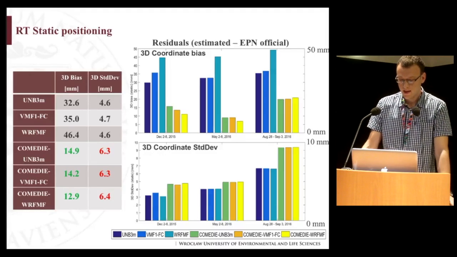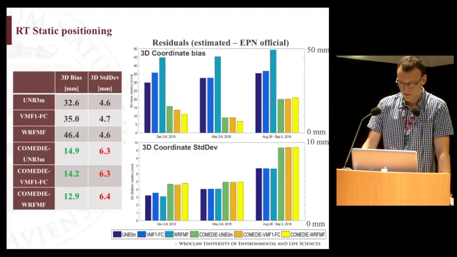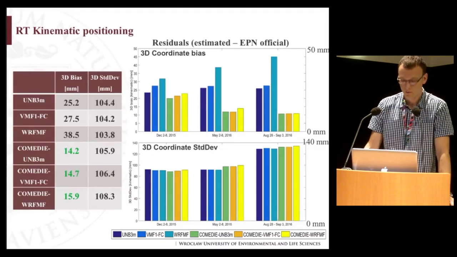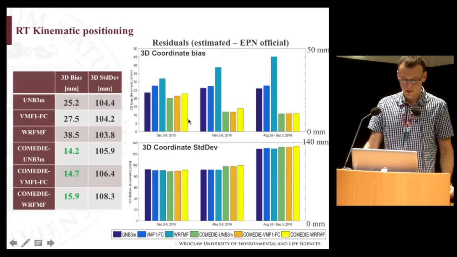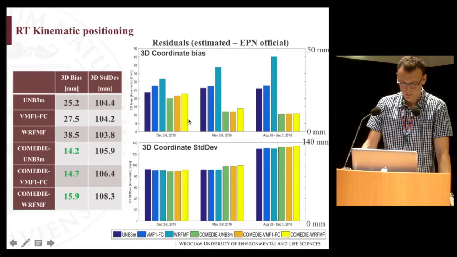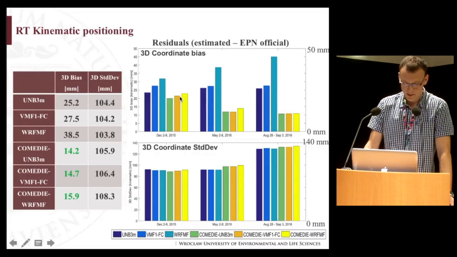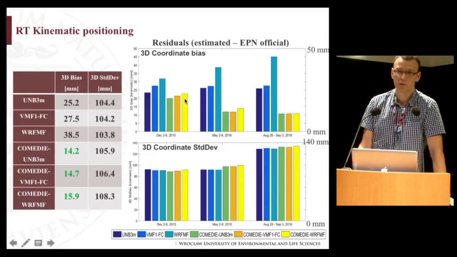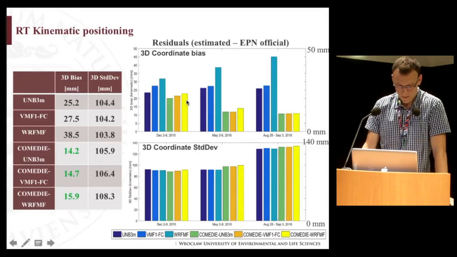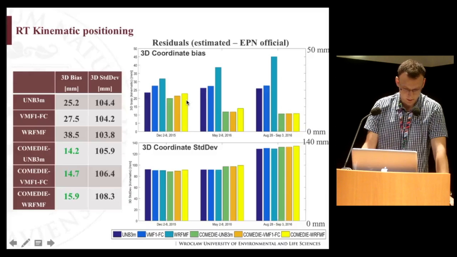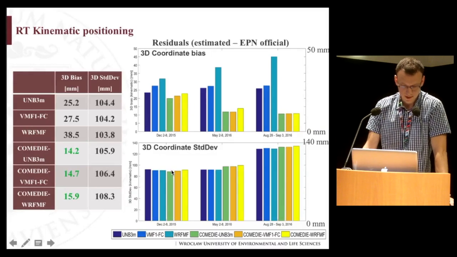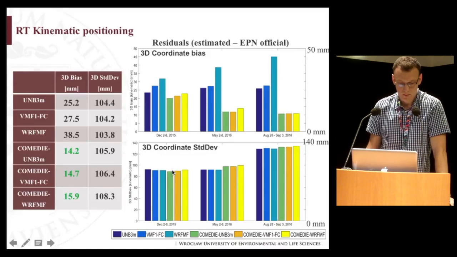In kinematic positioning, again, we can see the significant reduction of the 3D bias. Again, this is mainly the contribution of the vertical component. But surprisingly here, the consistent application of ZTD and mapping function from the WRF did not result in the best approach. Maybe this is a recommendation for the future to use the rigorous approach. This should still be investigated. And again, we see slightly worse standard deviations for the comedy-based solutions.